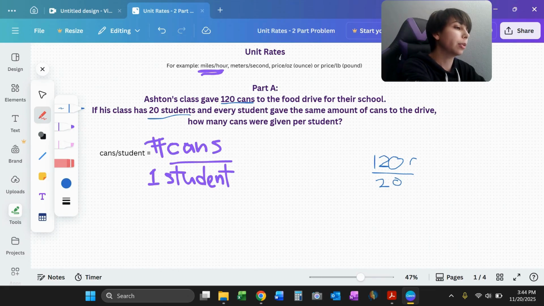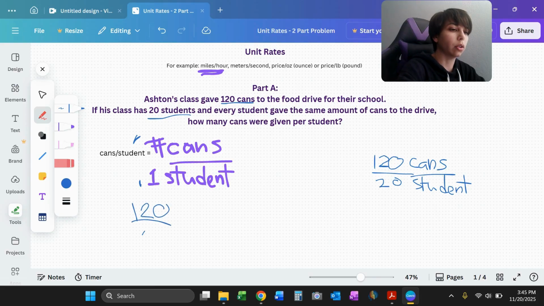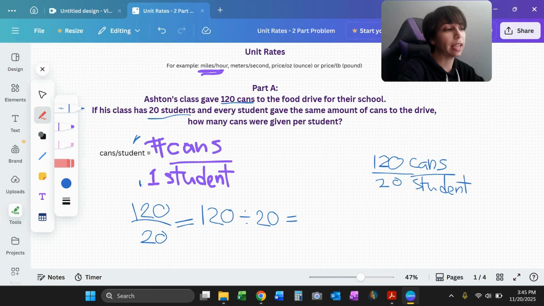All right, so we're going to put 120 cans over 20 students. And what this is going to do is it's going to give us the number of cans per one student, okay? So 120 over 20 is the same thing as 120 divided by 20. If we're allowed to use a calculator, we can. Some teachers would prefer you to do it by hand. You should always know how to do things by hand, no matter what. But in the end, this equals 6 cans.